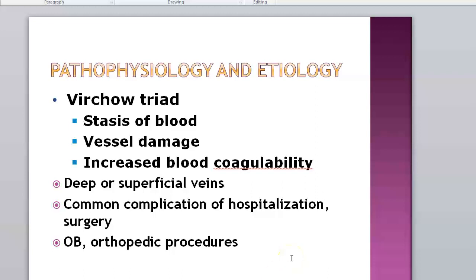All right. And as you can see, deep or superficial veins, as I just talked about, and they're a common complication of hospitalization and surgery, especially in OB and orthopedic surgeries.